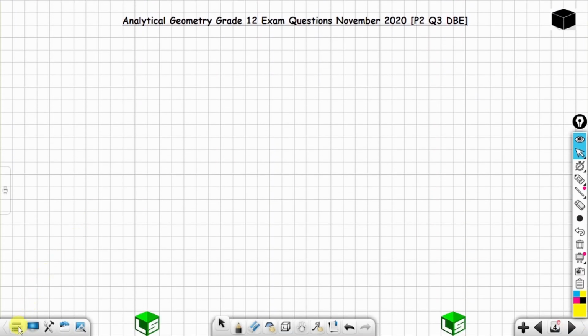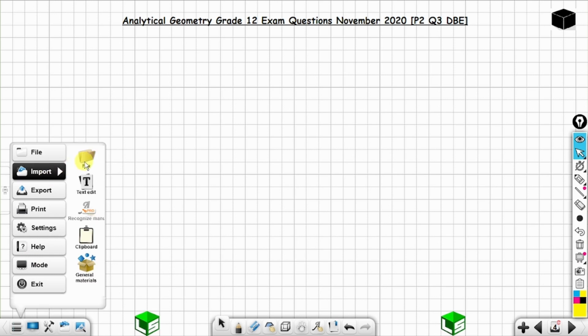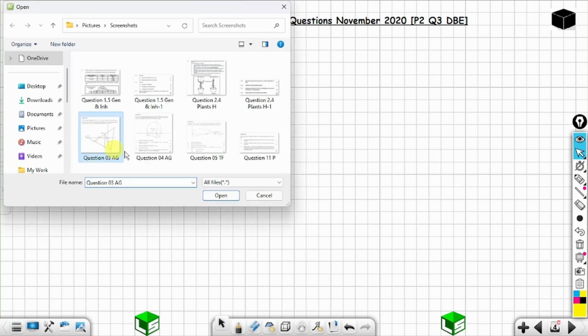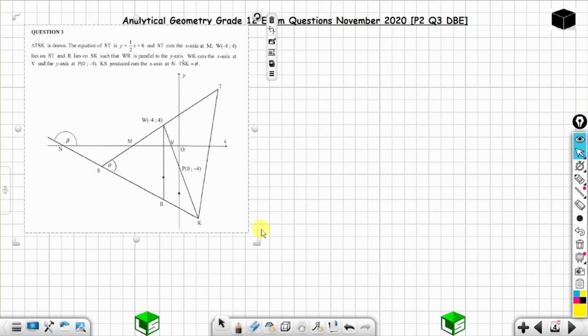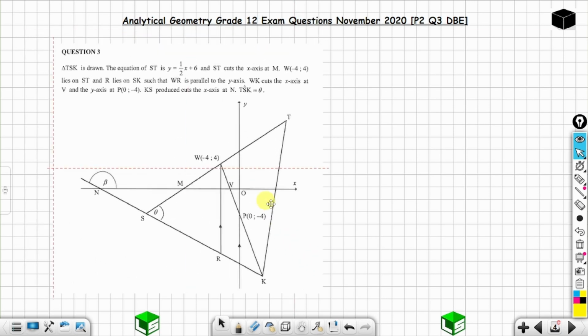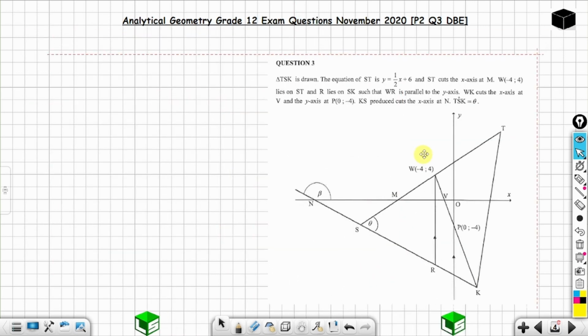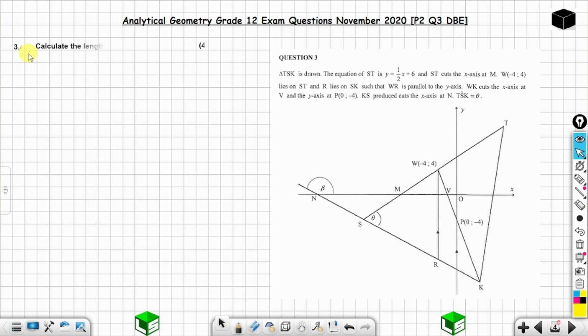Let me get the question again. Question 3 from November 2020. Now it's question 3.4: calculate the length of WR, for 4 marks. Calculate the length of the line WR.